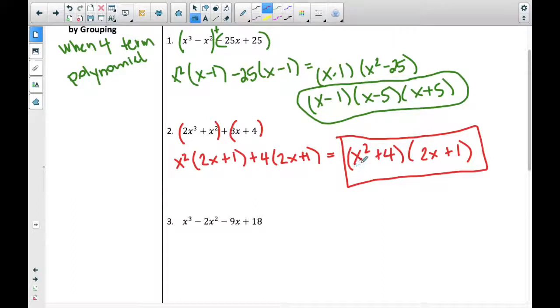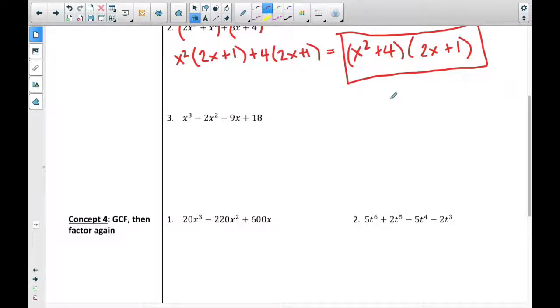Your answer should be x squared plus 4 times 2x plus 1. Now, if you thought you could factor out x squared plus 4, how did you think that could factor out? Did you think it would be x plus 2, x minus 2? That won't work, right? Because that would give us a negative 4. So that's not going to work.